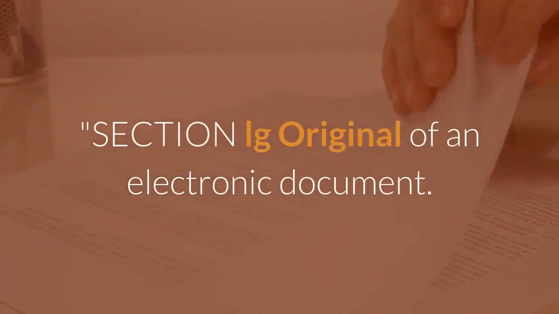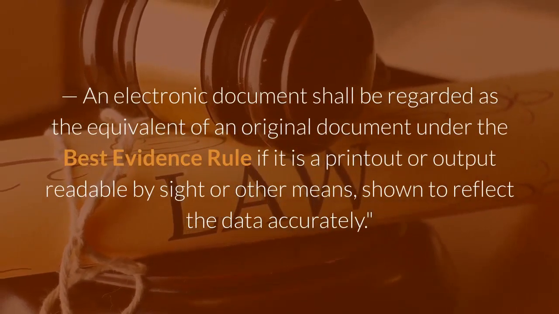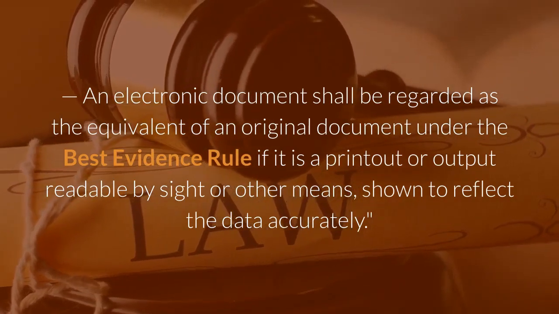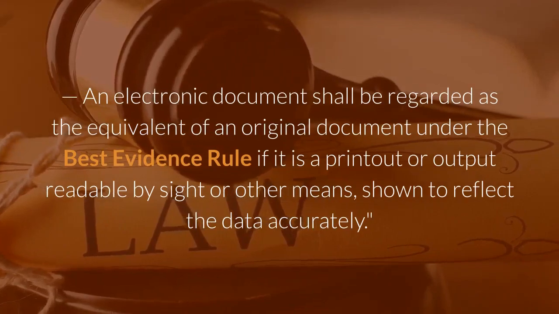Section 1. Original of an electronic document. An electronic document shall be regarded as the equivalent of an original document under the best evidence rule if it is a printout or output readable by sight or other means, shown to reflect the data accurately.